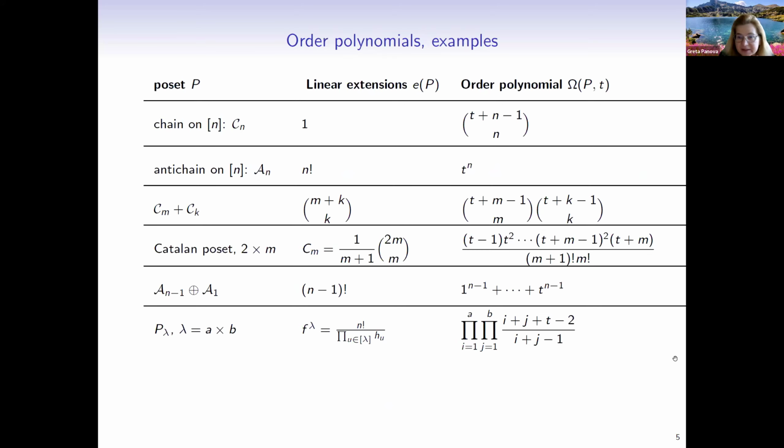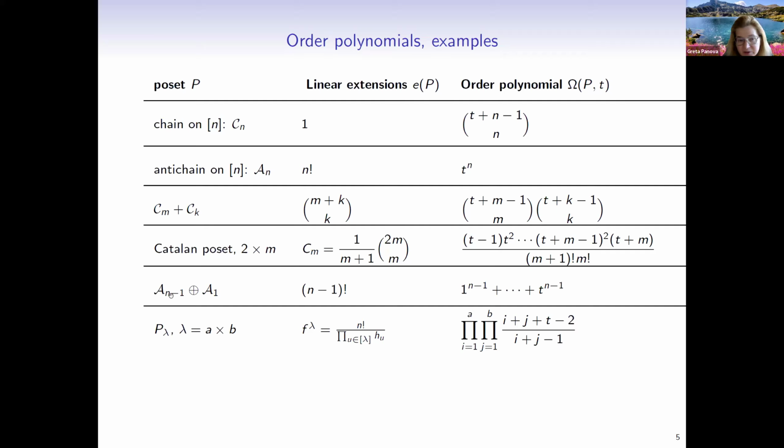And so here are some examples of order polynomials. When you have the chain, already you get this binomial coefficient. This has positive terms. If you have the anti-chain, you just get t to the n. Here you have the disjoint union of 2 chains. You have a product of binomial coefficients. The Catalan poset that I showed earlier, this is its order polynomial.